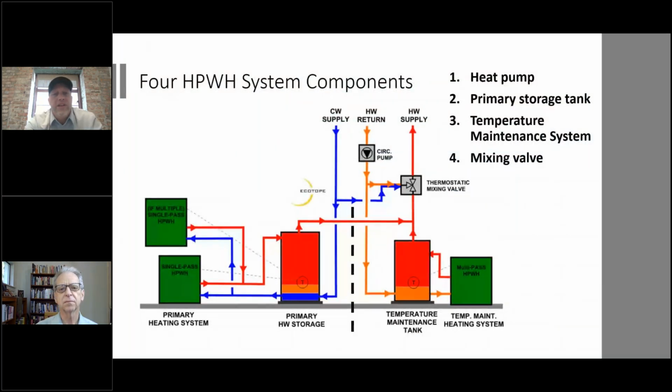All right, we'll jump into some of the basic components. This is kind of a review from what we presented previous times, but there's really 4 basic components of a heat pump water heating system. There's the actual heat pumps doing the work of heating the water. There's the primary storage tanks. We've got temperature maintenance systems, that's keeping the lines hot throughout a big building. And then we've got the mixing valve. Those are the 4 basic components, super important in any heat pump water heating system.